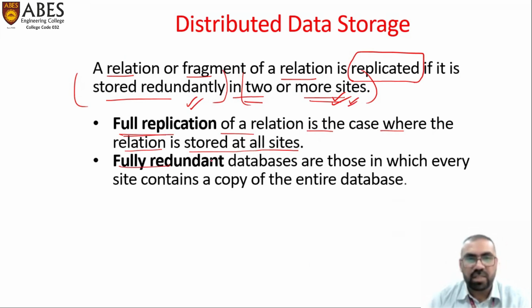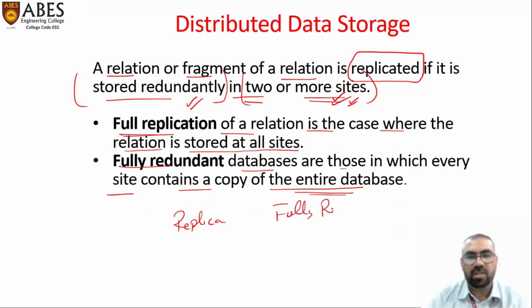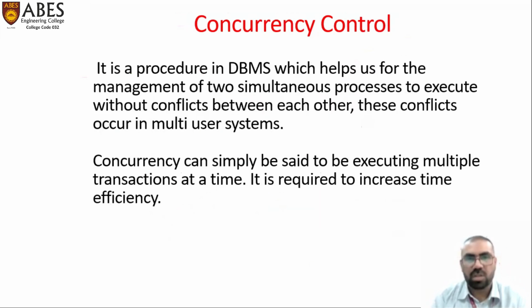A fully redundant database is one in which every site contains a copy of the entire database. So see, there is a difference between a replica and a fully redundant system. When we are talking about a fully redundant system, we get a copy of the entire database, where a relation is stored and copied in all the replica sites. So that is a very important point between replication and a fully redundant system.